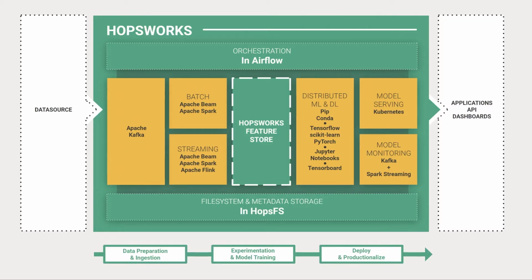For feature engineering, you can use Spark or Flink, for example, and it can be batch or streaming applications. And you can either plug in an external Kafka or use one that comes with the platform. We support orchestration either in Airflow internally in the platform or in an external Airflow cluster. And then the features are all stored in our file system, HopsFS. And if you're running on S3 or Azure, it'll plug into either S3 on AWS or Azure Blob Storage.